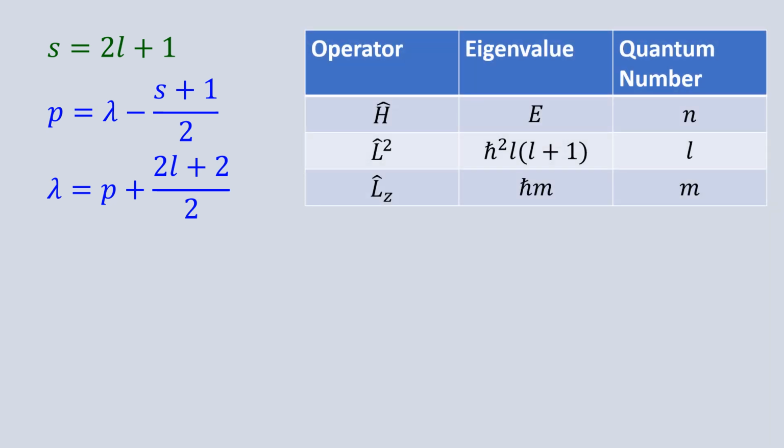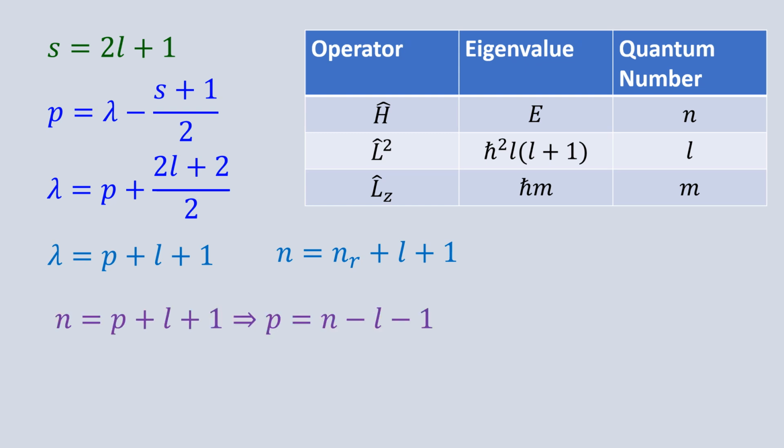Shift your focus to the table on the right side. There are three operators in the first column, namely the Hamiltonian, square of angular momentum, and Lz. Each operator has its own eigenvalue, and more importantly, the quantum number associated with it. n is the principal quantum number, l the azimuthal quantum number, and m the magnetic quantum number. n is defined as n_r plus l plus 1. By looking at the similarity between lambda and n, we can express p in terms of n and l. For a given value of n, the maximum value l can take is n minus 1. You can derive this yourself by remembering the fact that p cannot go below 0.